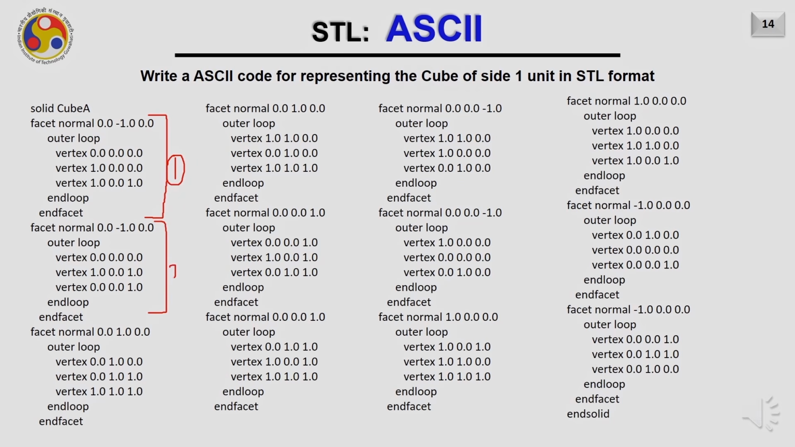1, 2, 3, and like this there are 4 columns: 1, 2, 3, and 4. Hence there are a total of 12 triangles.